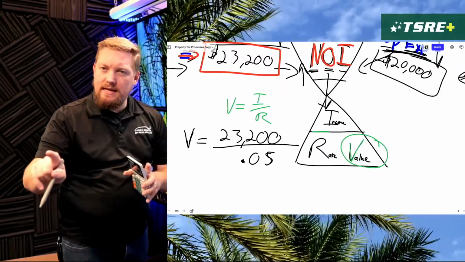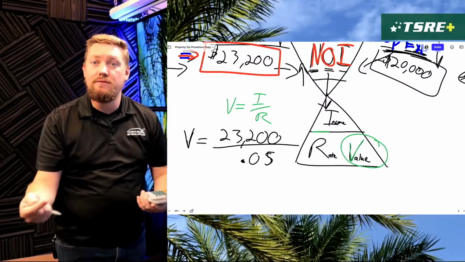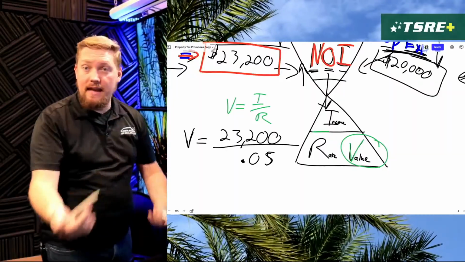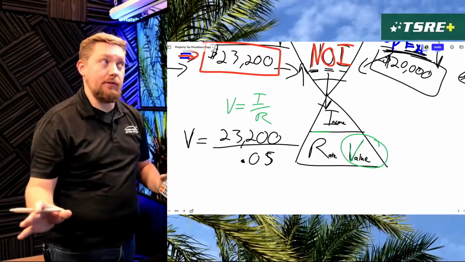And I'll show you an example here in just a moment of what if this were a 10% cap rate, what would be the value of the property. So at a 5% cap rate, and again, the cap rate would be given to you in the exam question for having to solve this. This would be real simple on the exam.